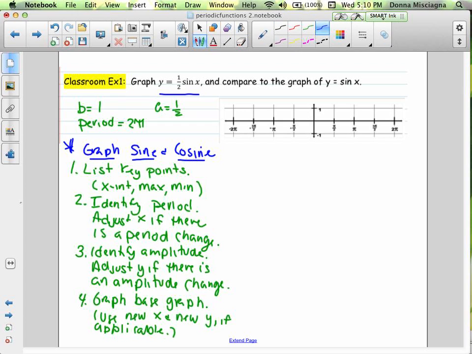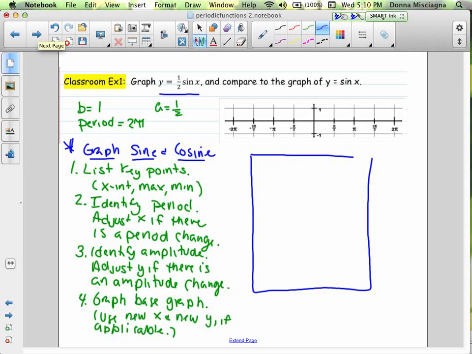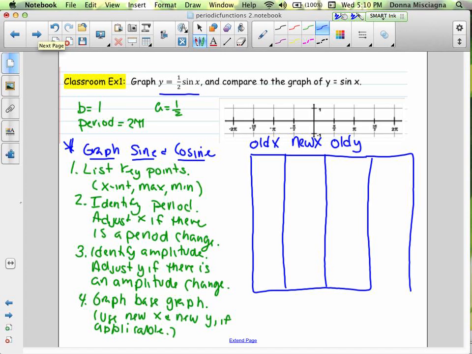All right, the first thing you would do is write in our table. Actually, I'll do the table first. This table is only going to need 3 columns because I don't have an amplitude change. I'm going to label this one old x, and this one new x. This one's going to be old y. And I'm going to put the 4th one in here just so you can see. Sometimes you'll have new y. Here we don't have a new y.